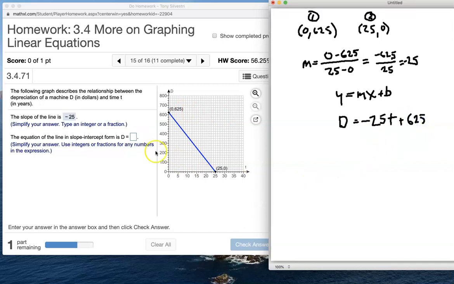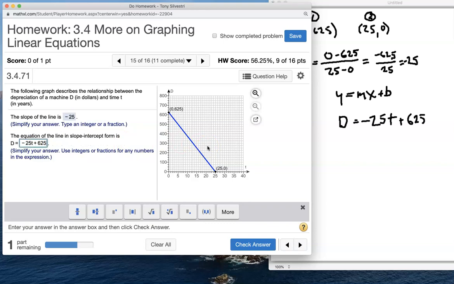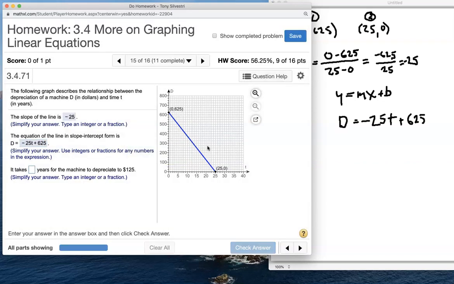Okay, I'm going to say that that's it. Now, don't put in d equals. They already gave us a d equals there, so just put in the negative 25 t plus 625. Hit enter. Okay. Perfect. Oh. How long does it take for this machine to depreciate to 125 bucks?